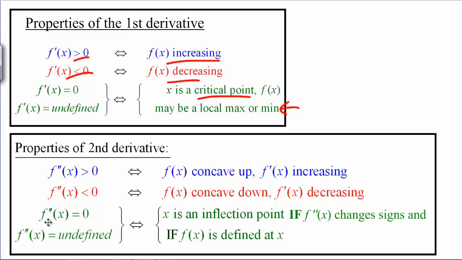The second derivative gives us information about concavity, but it also gives us information about the increasing and decreasing nature of f prime. So when the second derivative is positive, we know that f is concave up, but that also means that f prime is increasing. And if the second derivative is negative, we know that f is concave down, but we also know that f prime is decreasing. When the second derivative is 0 or undefined, x is an inflection point if f double prime changes sign and f of x is defined at that point x.